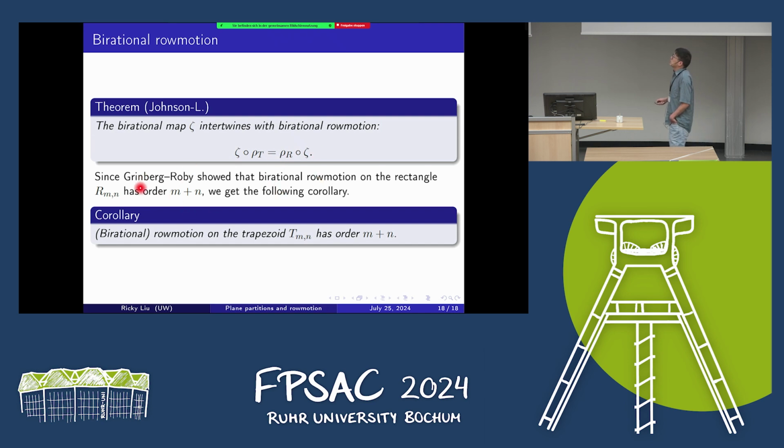And again, it's a result of Grinberg and Roby that birational rowmotion on the rectangle has order m plus n. And so it follows that, again, birational rowmotion on the trapezoid will also have order m plus n. Yeah, so that's all I want to say. Thanks.